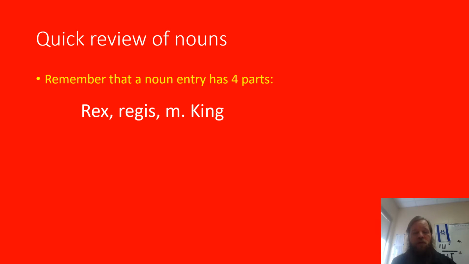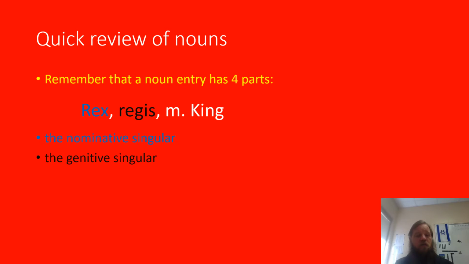First, quick review of nouns. Okay, remember the structure of a noun entry has 4 parts. Right? So we have, for example, rex, regis, masculine, king. What is the first part? It's the nominative singular, rex. The second part is the genitive singular, regis. The third part tells us the gender, masculine. And then the last part just tells us what it means in English. Right? So we've got 4 parts there.